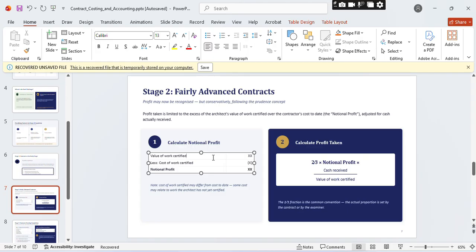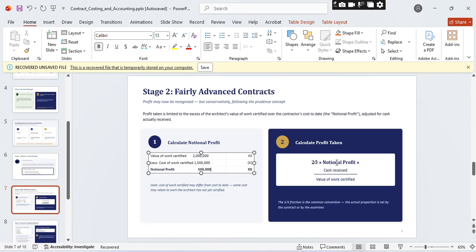Assume that we have here the value of work certified at this stage, the architect valued this work at 2 million, and the cost incurred by the contractor was just 1.5 million. So at the end of the day, our notional profit will be what? It will be 500,000 naira. So meaning that at the end of the day, we have a notional profit of 500,000 naira.